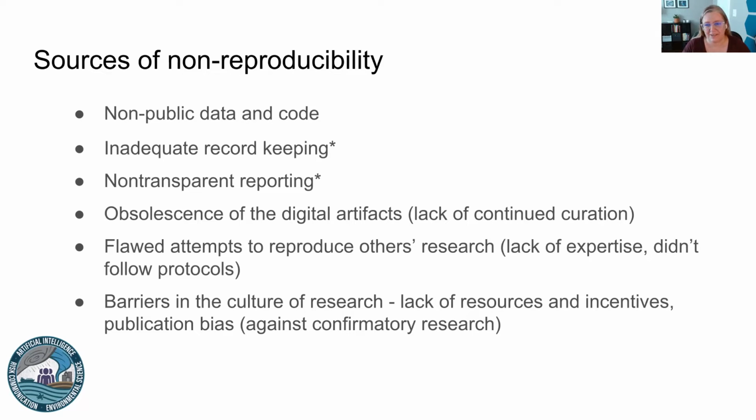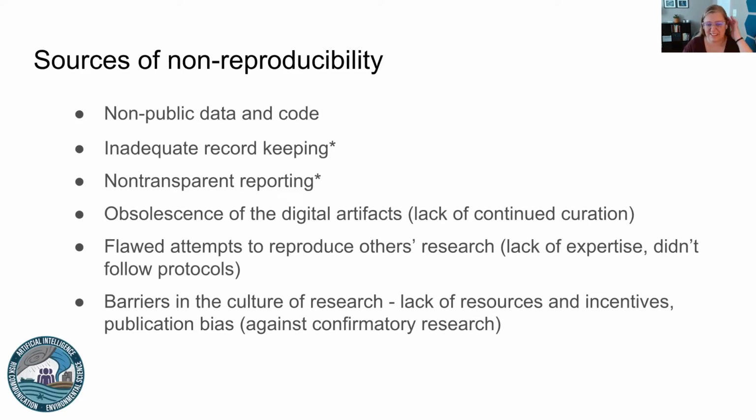Obsolescence of digital artifacts, lack of continued curation. We all know this happens. When a project ends, we try to curate the data sets and the code and the files, but more new projects come along and it gets really, really hard to keep up with the older artifacts. And so that's an issue when it comes to reproducibility, and we need to find ways to address that. Flawed attempts, so this probably doesn't happen quite as often, but sometimes maybe researchers who are trying to reproduce results just don't understand the methods that you used or misunderstand what's happening. So there might be some issues with their reproduction techniques.